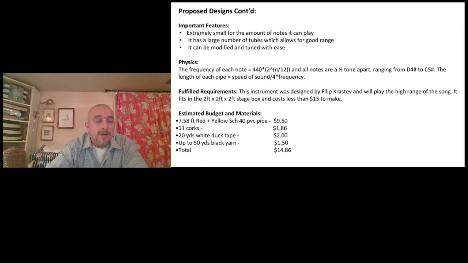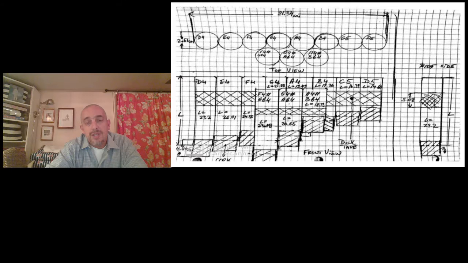The instrument is going to be built out of 3/4 inch red and yellow Schedule 40 PVC pipe, corks, which I mentioned earlier, white duct tape, and black yarn. All the materials used amount to $14.86, so that's within 14 cents of our budget. You're going to be able to see how everything comes together.